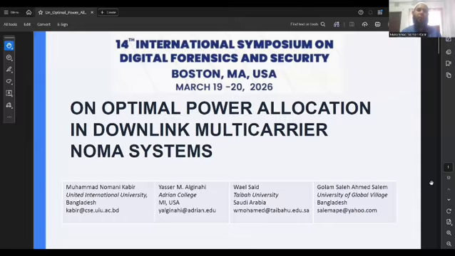I am Dr. Mohammad Nomani Kabir from United International University, Bangladesh. And the co-authors of this paper are Yasser Al-Jinahi, Wael Said, and Ghulam Saleh Ahmed Salem. Now I'm going to present our work on optimal power allocation in downlink multi-carrier NOMA systems.